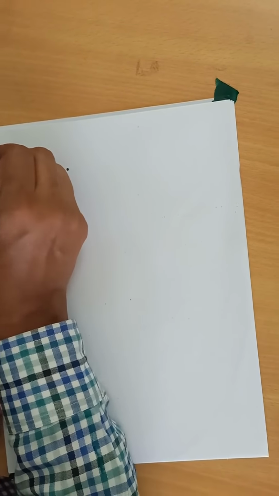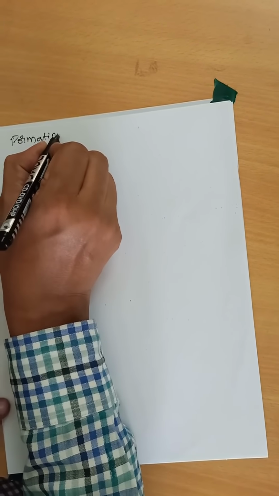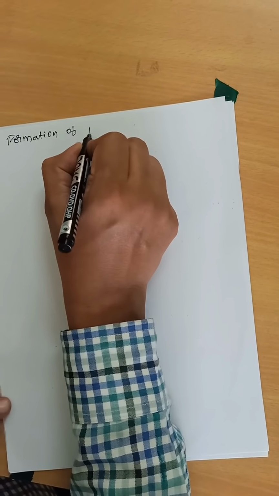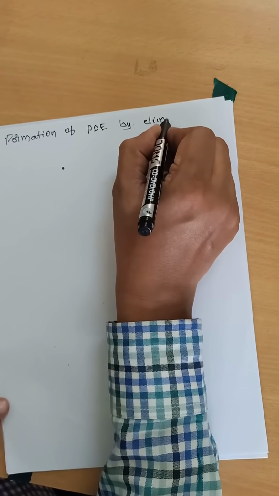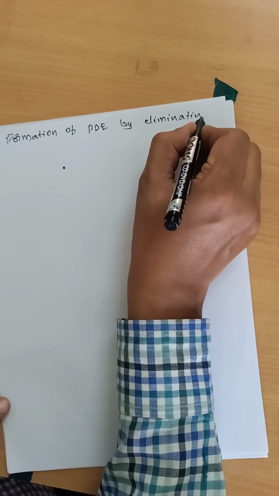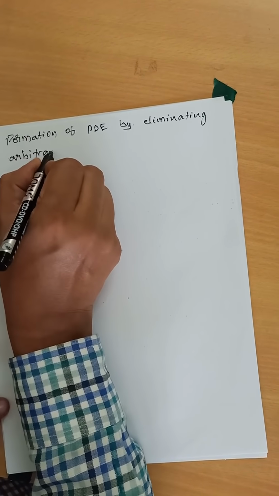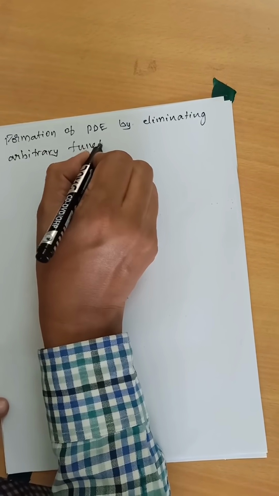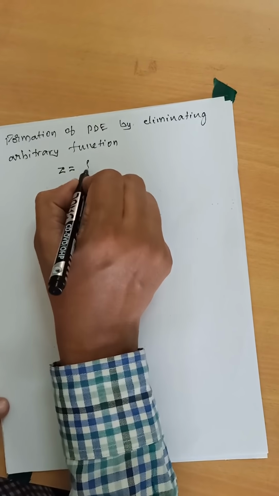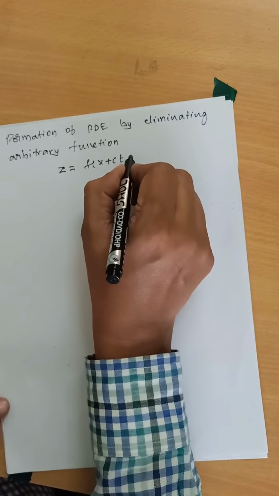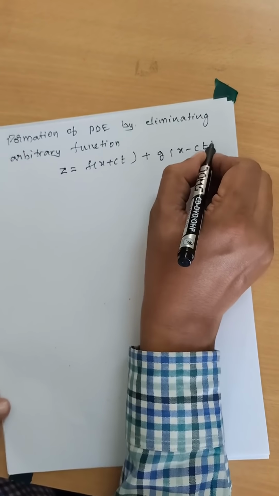Next problem: formation of PDE by eliminating arbitrary function, z equal to f of x plus ct plus g of x minus ct.